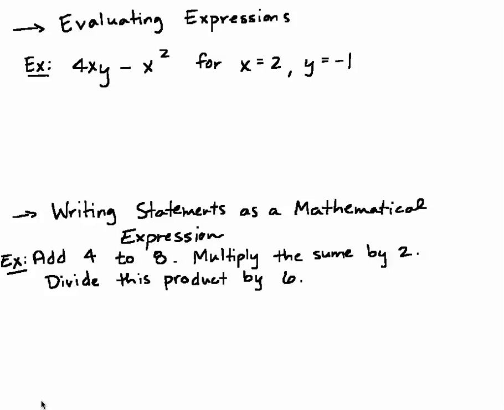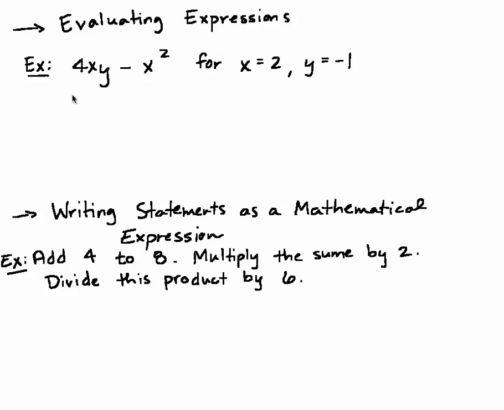Our second two concepts for Week 1 Assignment 4 is evaluating expressions and writing statements as a mathematical expression. To begin with, evaluating expressions. You're given an expression and then you're told the value of each of the variables. And so to evaluate the expression, you are substituting the number into the variable or the letter. In this case, x equals 2 and y equals negative 1.